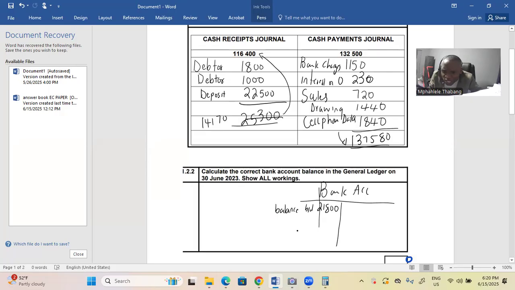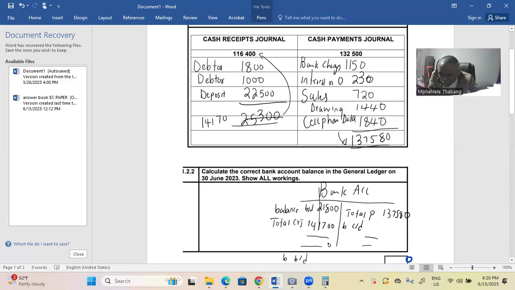So the total of the CRJ, I'm going to put it on the debit side. I will say total CRJ. You put on the debit side of the bank account 141,700. You put the total payments on the credit side, 137,580. Then you close the account. You get the balance carried down, which you must also bring down. So you're going to compare the bigger side. In this case, the credit side is the bigger side.